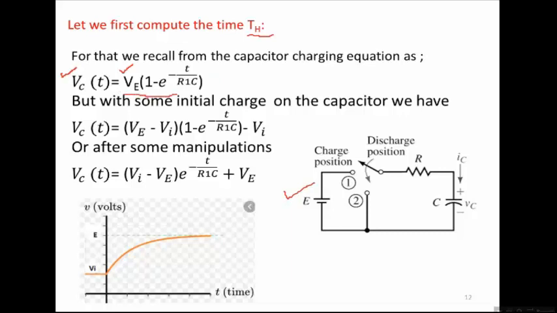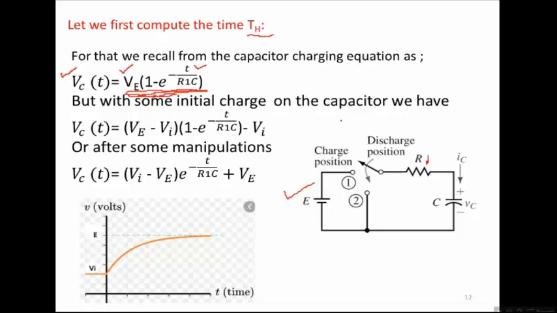defined as Vc equal to E into 1 minus e to the power minus t by R into C, where R and C is the time constant. This is R1 into C, and t is the variable that changes from 0 to infinity. So as time progresses, the capacitor voltage would follow this equation.